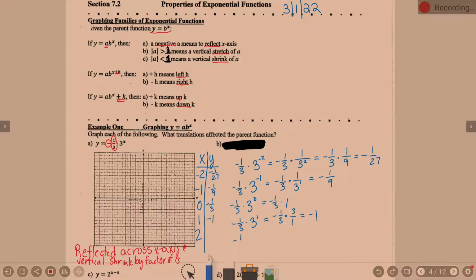And let's plug in 2. -1/3 times 3 to the second. -1/3 times, what's 3 to the second? 9. 9/1, if you will. What's a third of 9? 3. A negative times a positive is a negative.